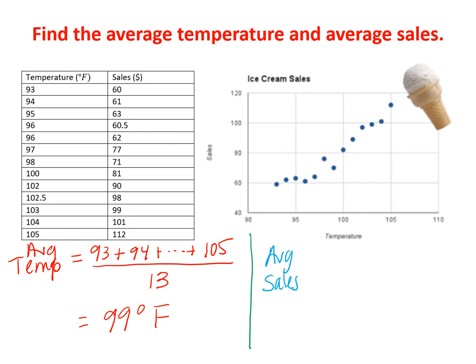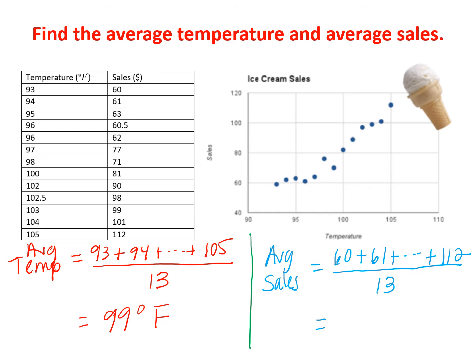So just like we did with average temperature, we're going to add up all the sales. So 60 plus 61 plus all the way to 112. Again, we've already established that there are 13 data points. I didn't mention, but with the temperature, I don't think it was exactly 99, but I just went ahead and rounded to the nearest whole degree.